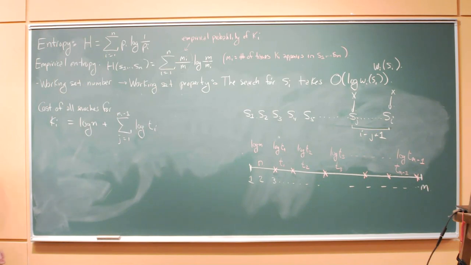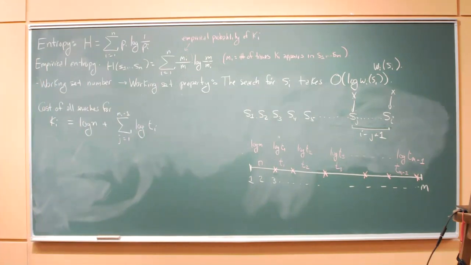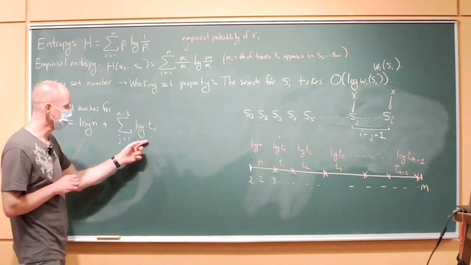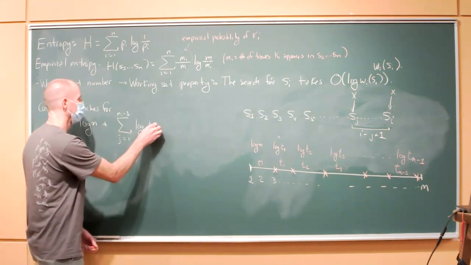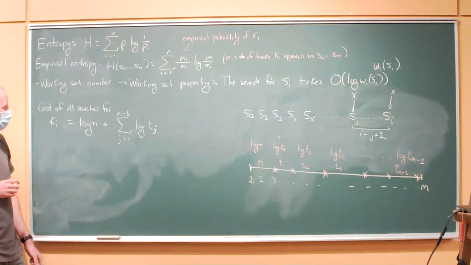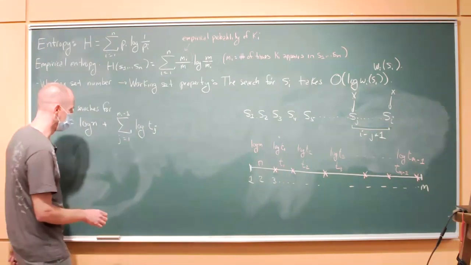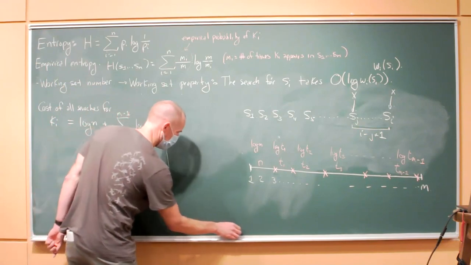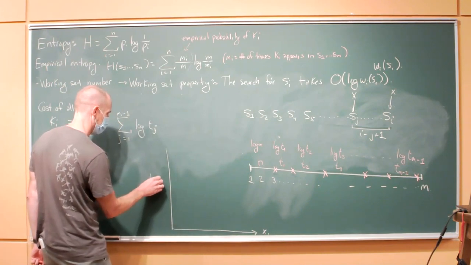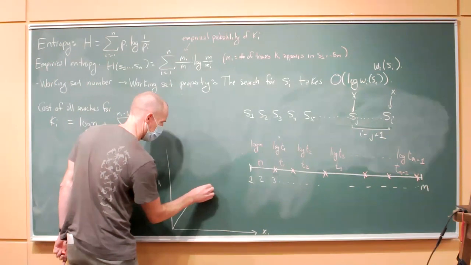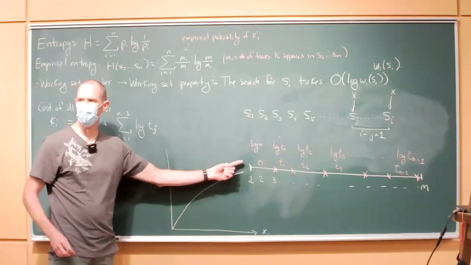What can you tell me about this sum? So I'd like to say that it's small somehow. Is it Ti or Tj? Sorry, Tj. Yeah. So I would like to say that it's small somehow. So what do I have here? What does this sum look like? Well, let's draw. This is x. This is log x. Log x is a concave function. Kind of looks like this. It's always increasing, but it's always increasing more and more slowly.